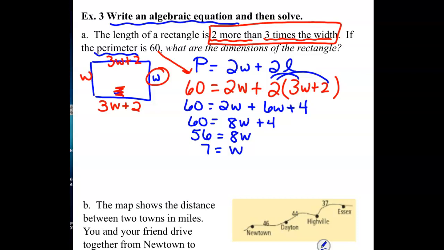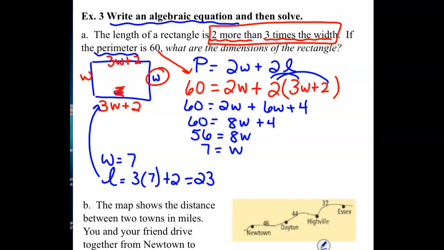Now, we're not quite done with this question because we've found the width to be 7. But we're also asked to figure out the length. And our length, we said, was 3 times the width, so 3 times 7 plus 2 more. So we have 21 plus 2, or 23. So the dimensions of my rectangle would have to be 7 by 23.